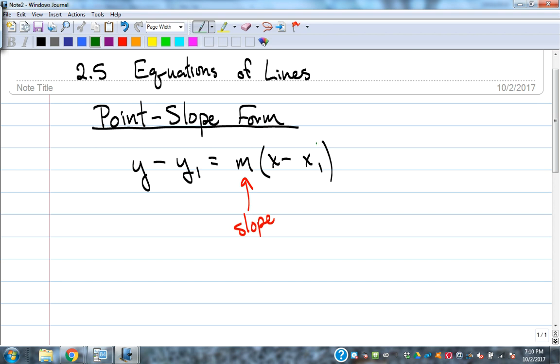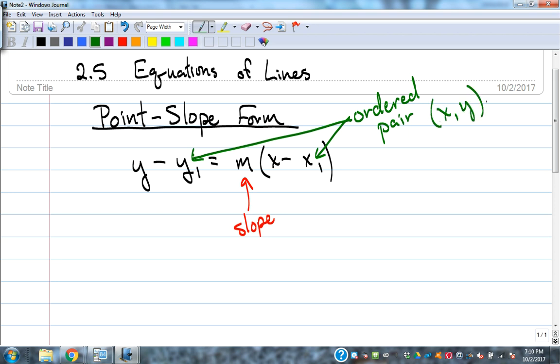The x1 and the y1, those pieces, they're an ordered pair, x comma y. It's going to be an ordered pair that we'll be given. So they're either going to give you the slope and an ordered pair, or they're going to give you two ordered pairs, and you've got to find the slope and use one of the ordered pairs. And we'll do examples of each of those scenarios, okay?